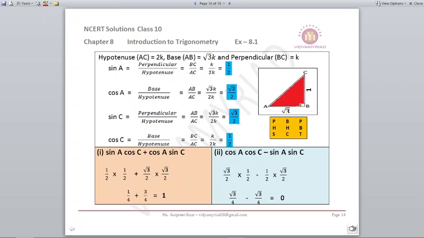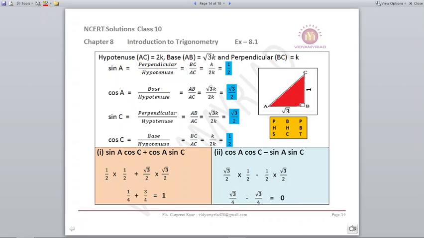Now since we have found all the values, sin C is root 3 by 2, cos C is 1 by 2. Now we will put it into the question, that is the first part, sin A cos C plus cos A sin C. Now sin A is 1 by 2, cos C is also 1 by 2. Cos A is root 3 by 2 and sin C is also root 3 by 2. Just multiply and add. 1 by 2 into 1 by 2 is 1 by 4 plus root 3 into root 3 is 3 and 2 into 2 is 4, which comes out to be 1. So that is your answer for the first part.